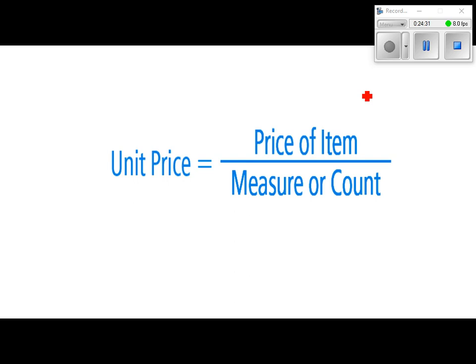All right, to find the unit price, you take the price of the item, divided by the measure of the count. Measure of count just means how many ounces, how many pounds, how many gallons, whatever it happens to be. Okay, I know what unit price is now. It's like when you go to the store and it's like, oh, $32 for this package of meat, and then it says like $17 per pound.